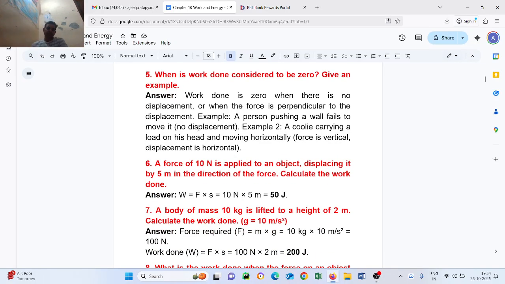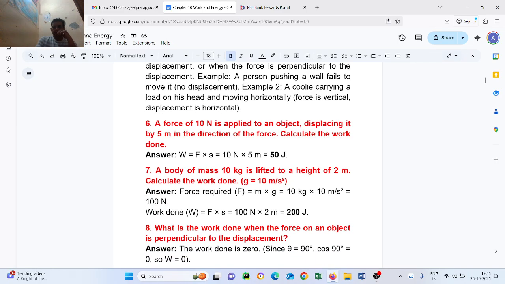Question number 6. A force of 10 Newton is applied to an object displacing it by 5 meter in the direction of the force. Calculate the work done. W equal to F into S equal to 10 Newton multiplied by 5 meter equal to 50 Joule.